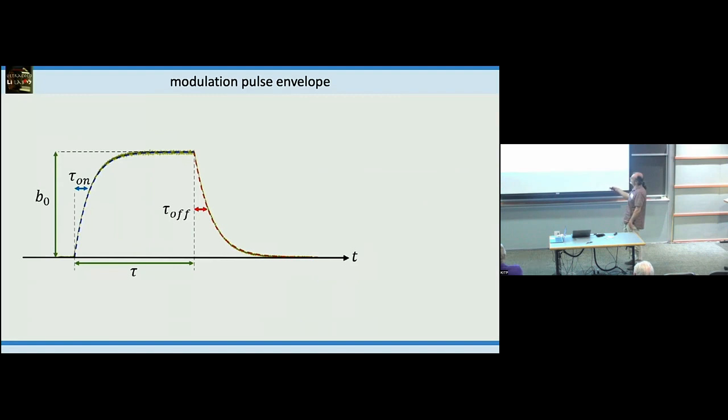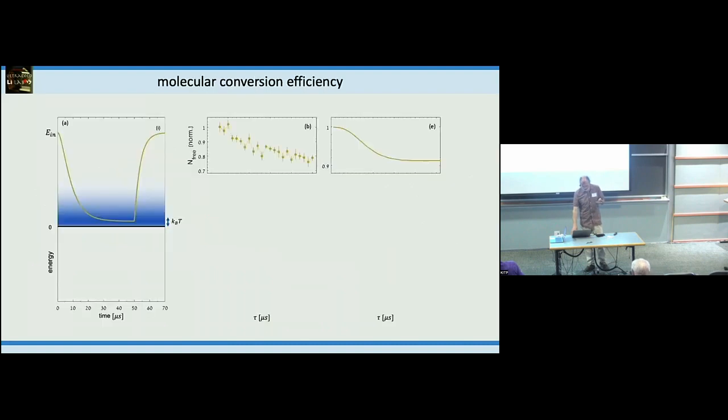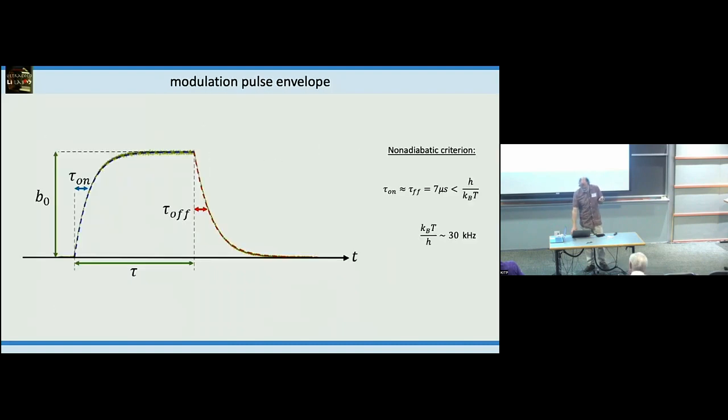We have a typical on time and typical off time, and this typical on and off time can be made short. In our system, it's only equal to 7 microseconds. If we consider a temperature of atoms of about 1.5 microkelvin, it's related to 30 kilohertz. If you compare these two rates, you understand that this ramping up and switching off are faster than the thermal energy. So the non-adiabaticity criterion is satisfied as well.